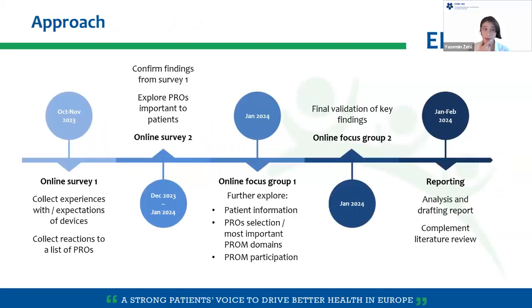So how did we go about this? We had several rounds of questioning, in total 2 online surveys and 2 online focus groups. We started in October 2023, and it lasted several months, finishing around mid-to-end of January 2024. Both online surveys were taken by all participants. For the focus groups, we divided the whole cohort into 2 smaller subgroups of about equal size.